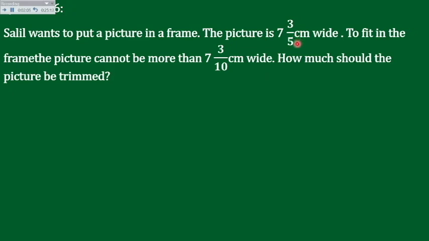How can I say that the dimension given is width? Because here it is given wide, which means width, okay, chauda. So 7 whole 3/5 is the width of the picture. According to the frame, the picture should not be more than 7 whole 3/10 centimeter. Or you can say this is the width of the frame. But here we have been given the limit that the picture should be of this size.